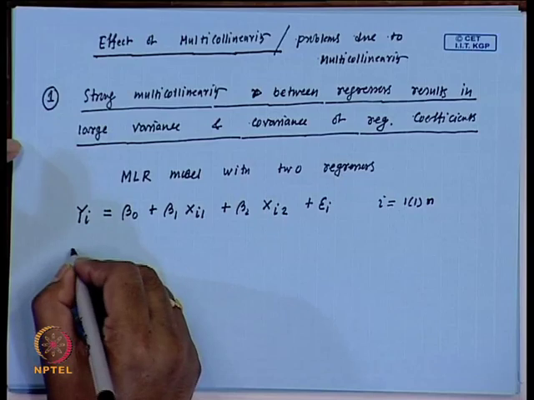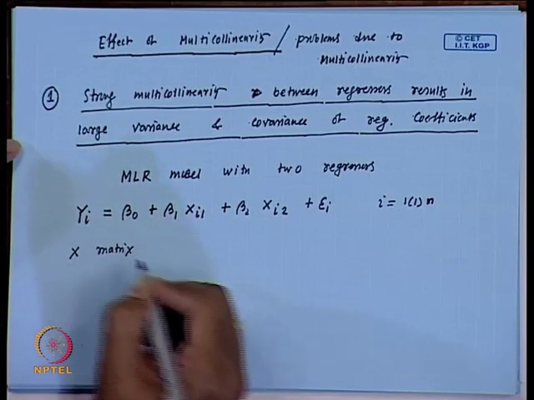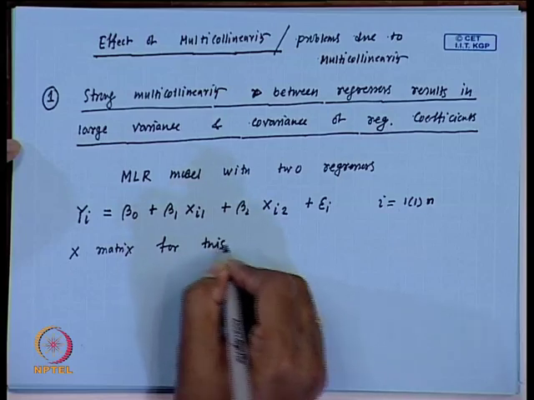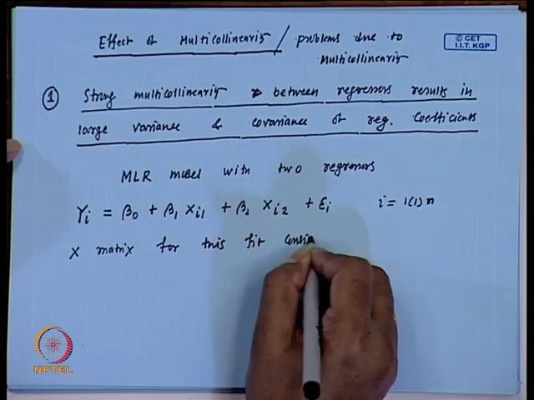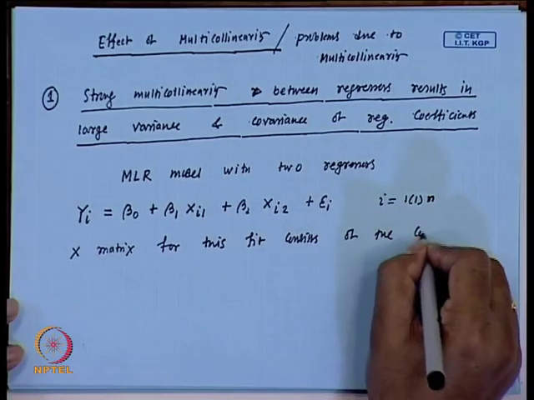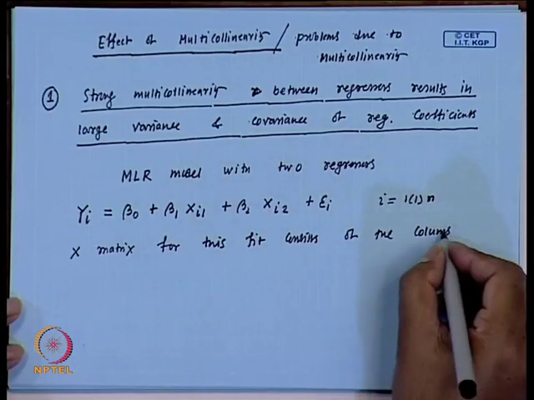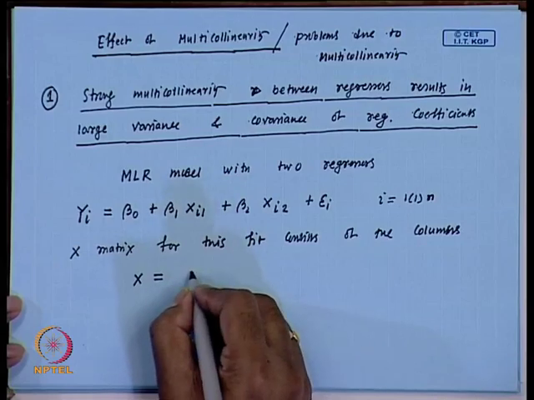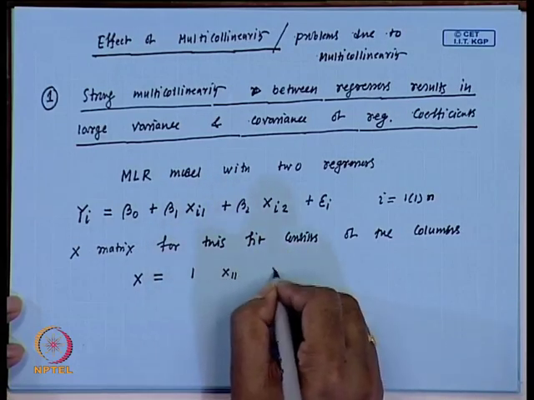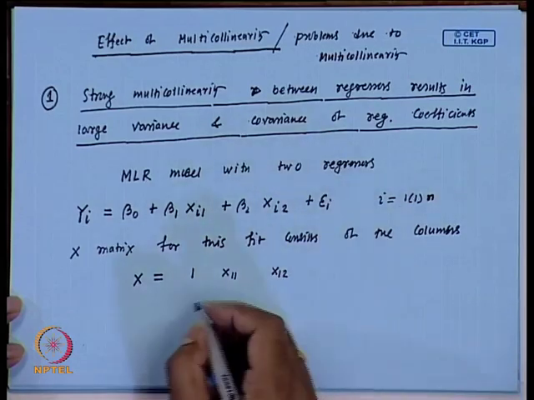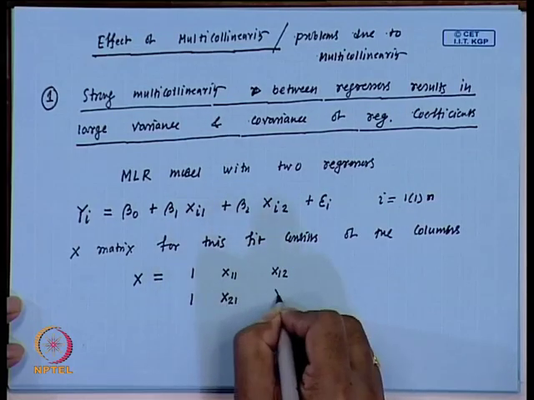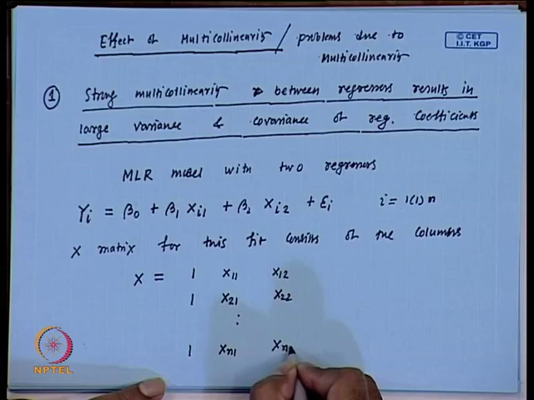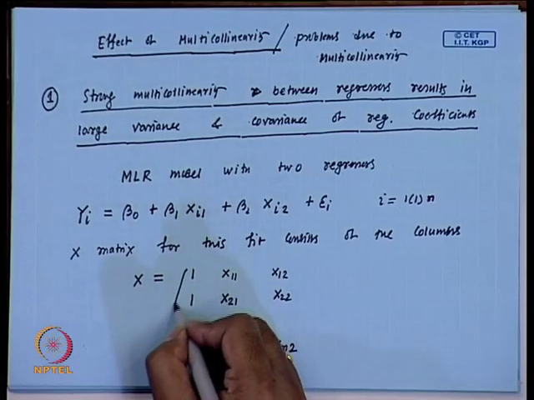Now the X matrix for this fit consists of the columns. So here is the X matrix. The X matrix for this model is, we know, 1, x11, x12; 1, x21, x22; like that, up to 1, xn1, xn2.